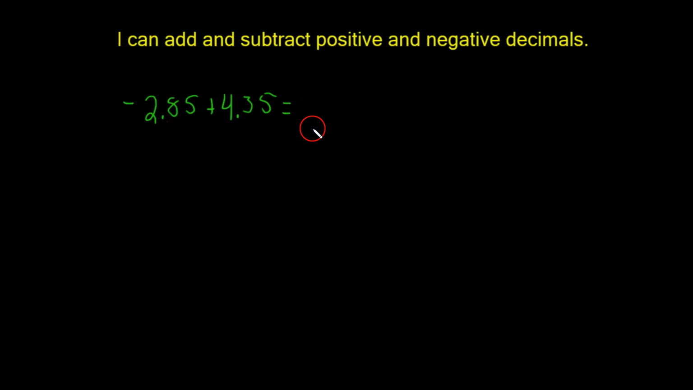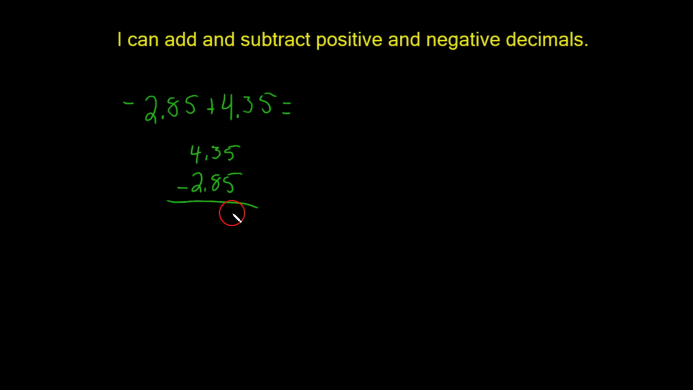So we need to determine, is our answer going to be positive or negative? And we look at these two numbers' absolute values. So the absolute value of negative 2.85 is just positive 2.85, and the absolute value of 4.35 is positive 4.35. So our positive number, our positive 4.35, has a greater absolute value, so we know that our answer is going to be positive. So now that we've determined our answer is going to be positive, now we just need to find the difference between their absolute values. So we're going to take 4.35 minus 2.85 and just subtract them.